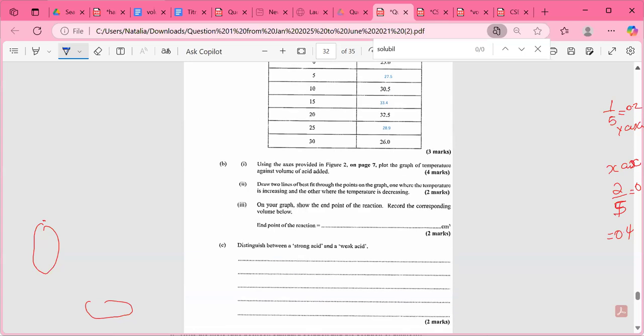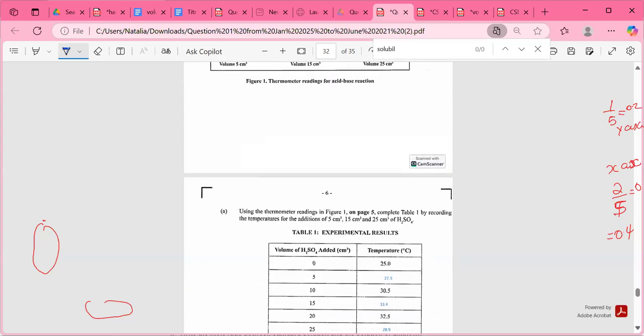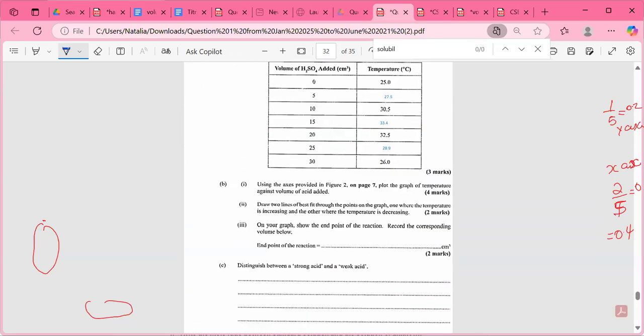All right, so I plot the graph. So let's read what I missed. It says using the axis provided on figure 2 on page 7, plot the graph of temperature against volume. Then it says draw 2 lines of best fit through the points on the graph, one where the temperature is increasing and one where the temperature is decreasing.